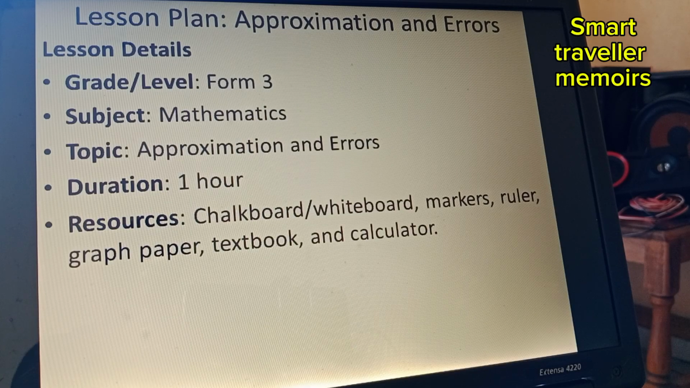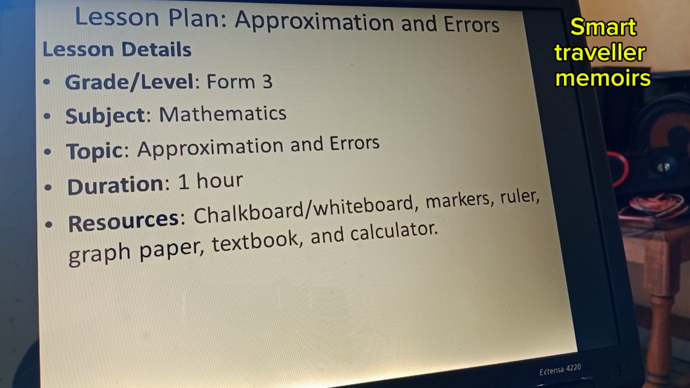Today, I want to take you through a lesson plan of approximations and errors, due to high demand. So this lesson plan will assist teachers to teach this topic.